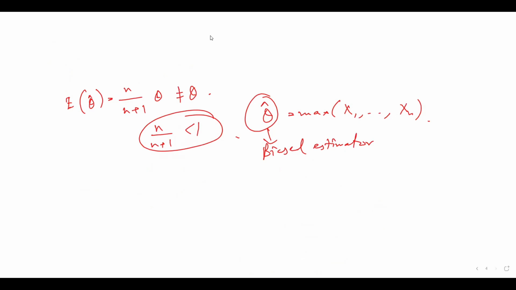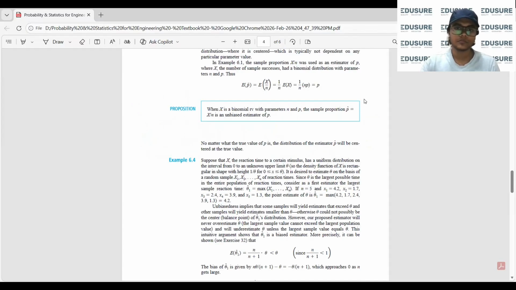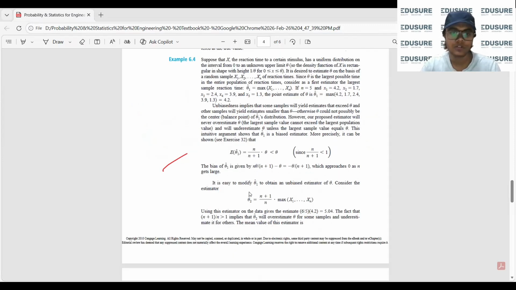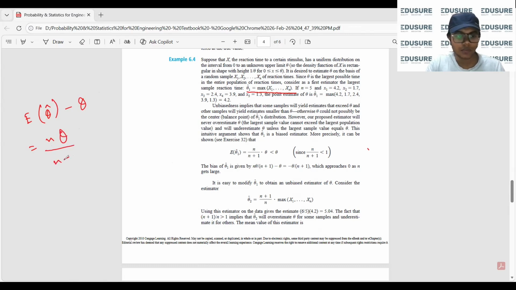Now let's move back. You can see the entire example which is given here, and I basically did this one only. The expected value of theta 1 hat, where theta 1 hat is nothing but the max function, is n by n plus 1 times theta, which is less than theta. So this is not unbiased, and you can calculate the bias as well from here. Your bias will be the expected value of theta hat minus theta, which is n times theta by n plus 1 minus theta, which is minus theta by n plus 1, right?